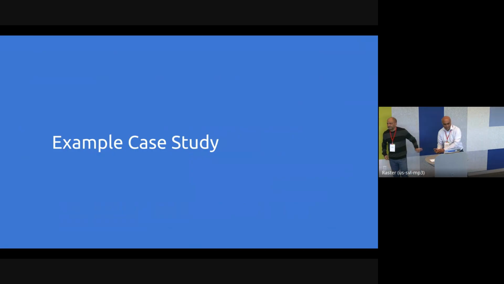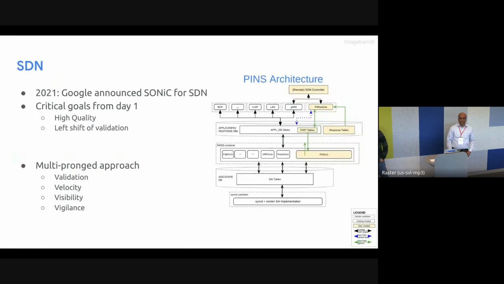Thank you, Kartik. So as Michael mentioned in the beginning, in 2021, we announced SONiC for SDN. And critical goals for us right from day one were high quality and shift-left validation. Shift-left is a term we use often internally to say how you can bring validation as early as possible.